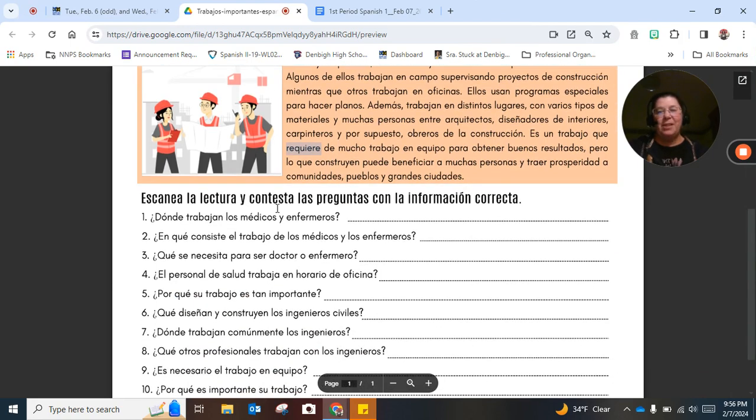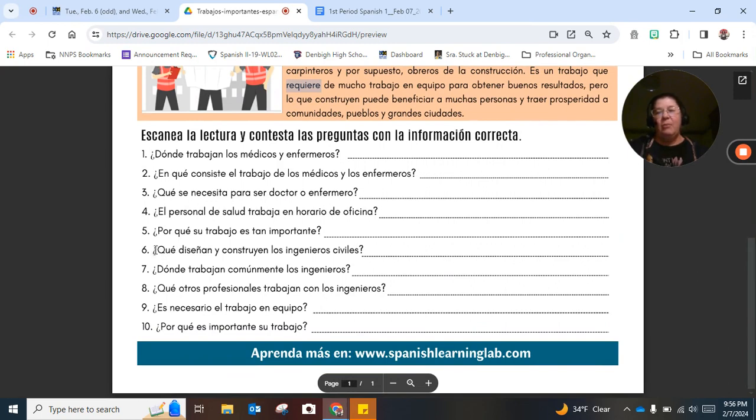Okay, you're back. Fantastic. So now we're going to work on the reading for this. And again, we were just doing a few questions at a time. So, 6, 7 y 8. ¿Qué diseñan y construyen los ingenieros civiles? Well, civil engineers and what? Kind of looks like construct.